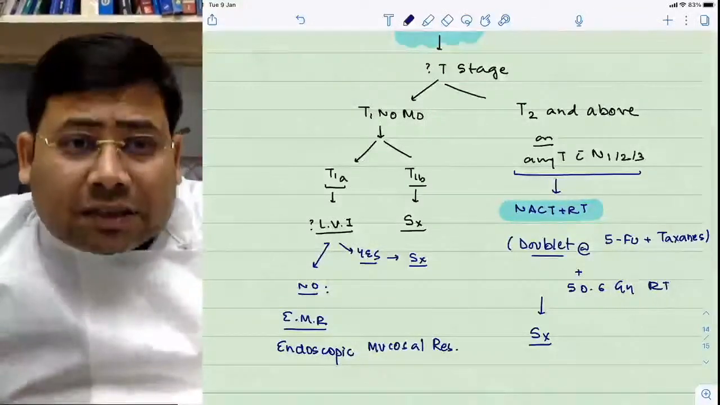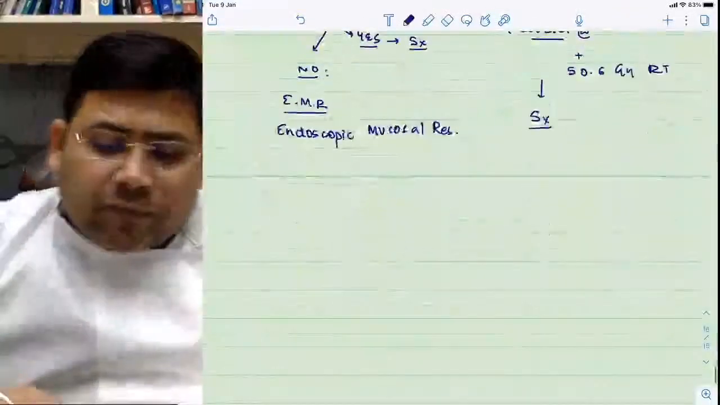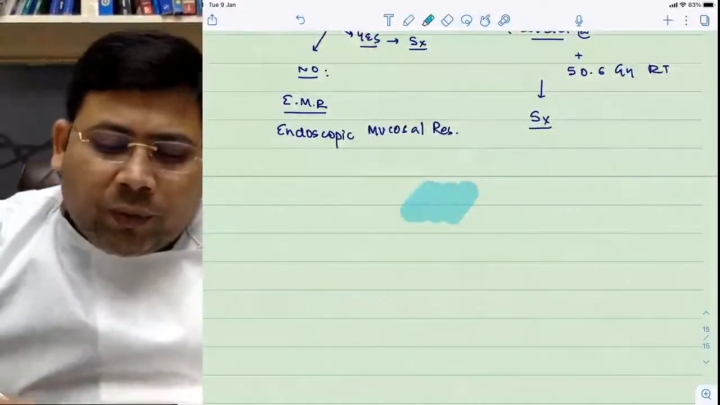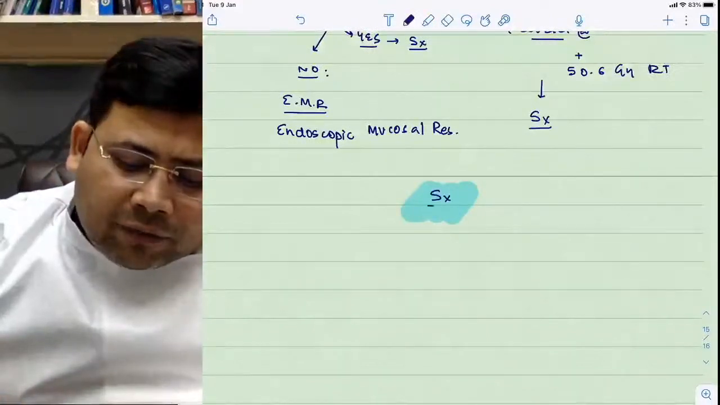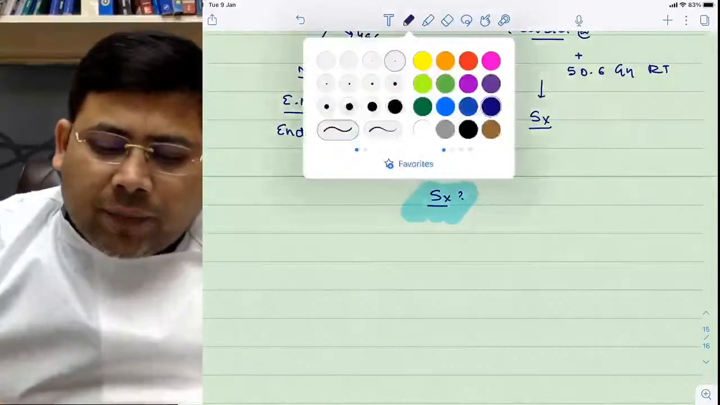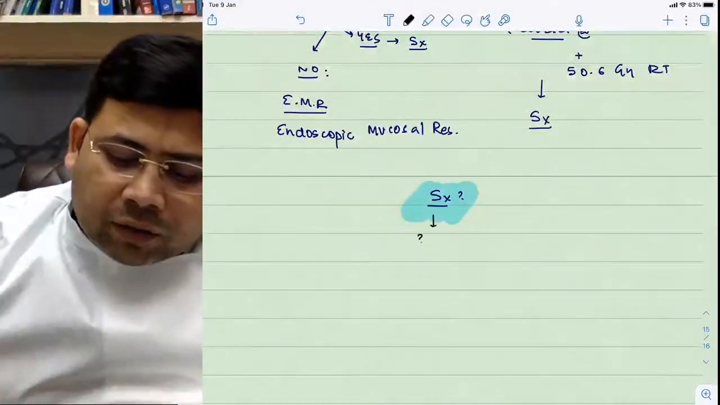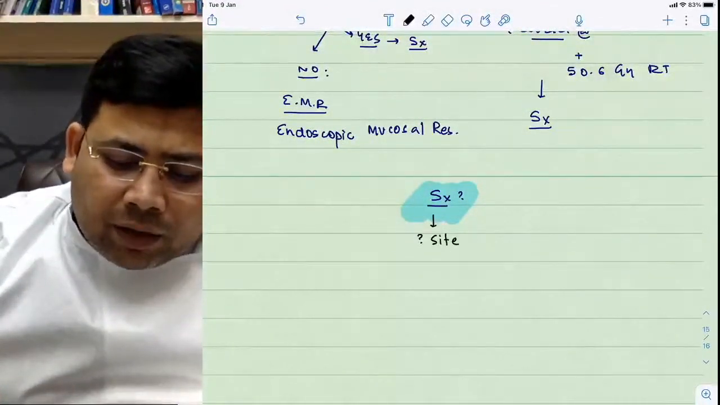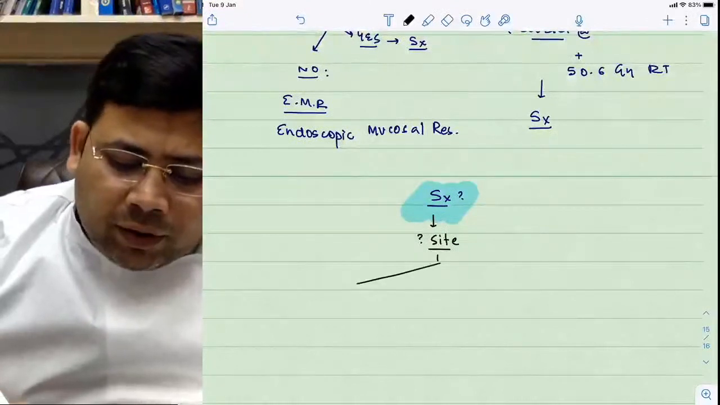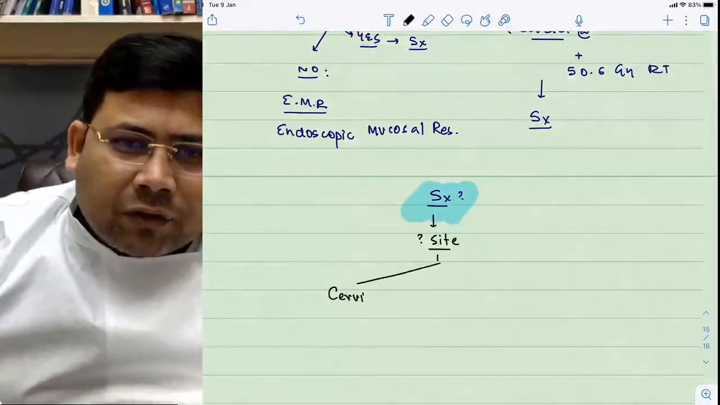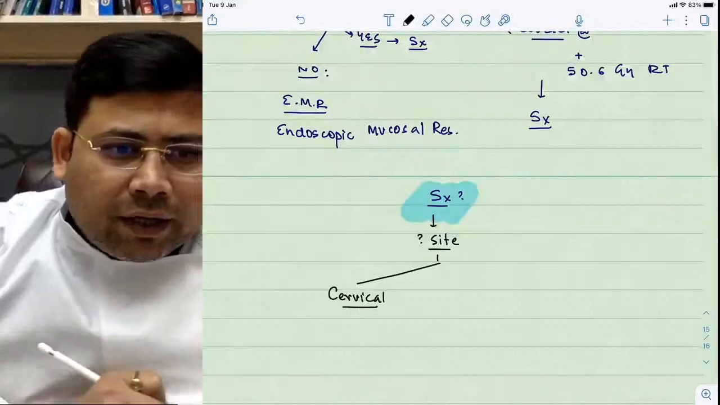Now the question is surgery. Sir, what surgery is to be done? What surgery needs to be done depends upon where the tumor is, so this depends upon the site. The site of the tumor could be the cervical esophagus.